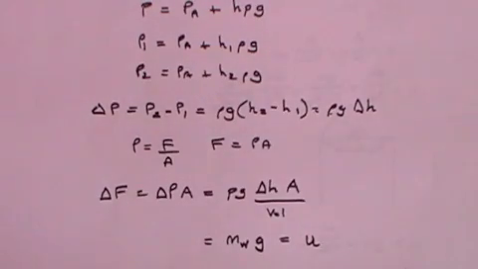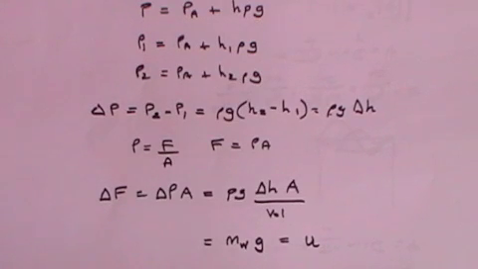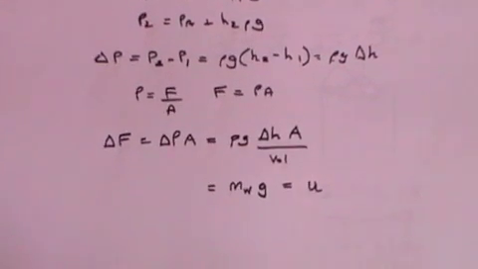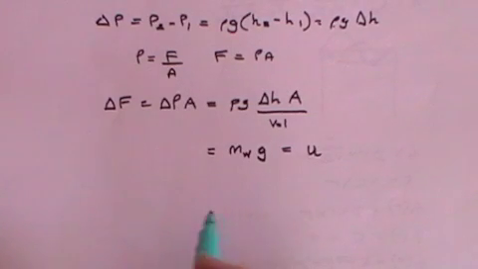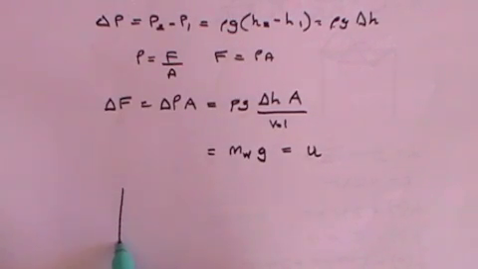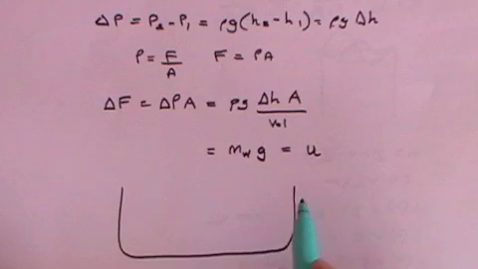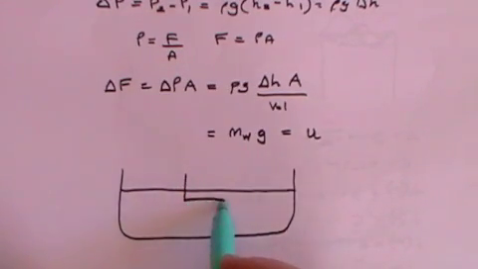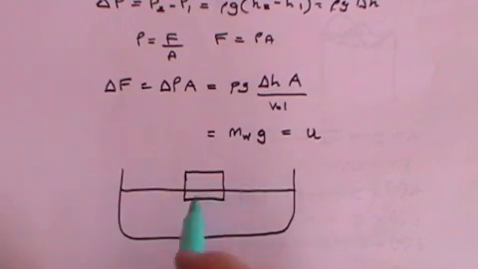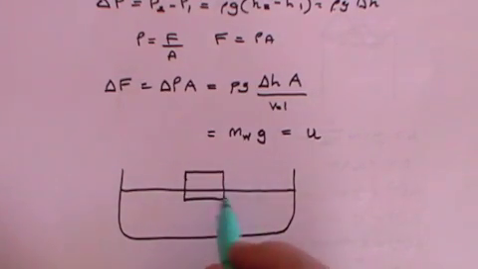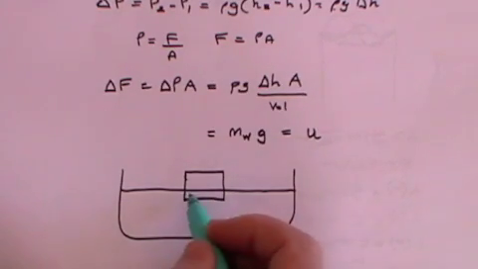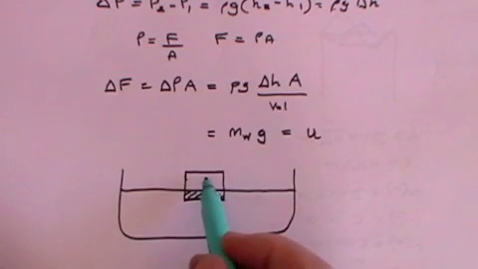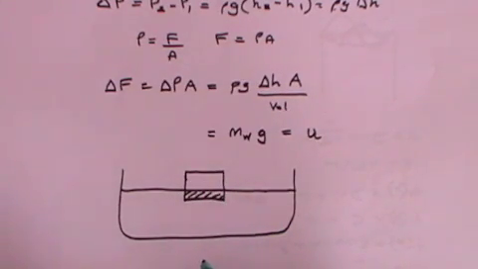Now, a floating body displaces its own weight of fluid. And we can see why that should be by looking at a tank where there is some fluid in which we have a floating body. A floating body will be one where part of it is under the fluid and part of it is above the fluid.